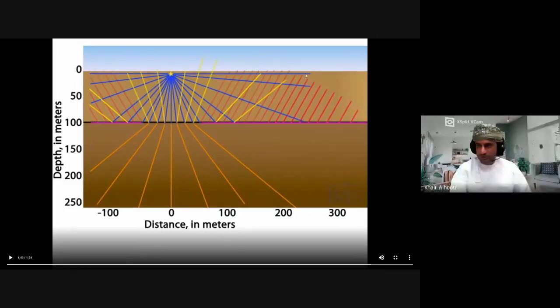Here, at least, you see which one is arriving first. The refracted, these are the head waves. They will arrive to the surface before the direct rays, because they traveled in the second layer with a faster speed.